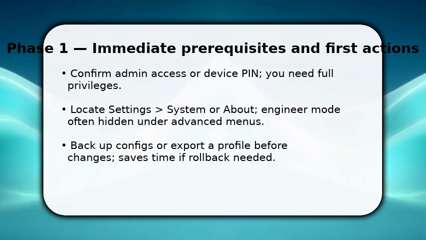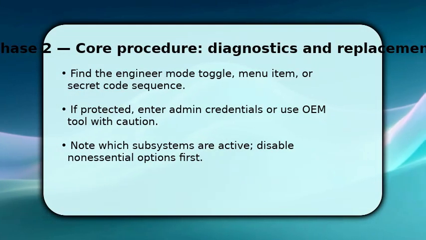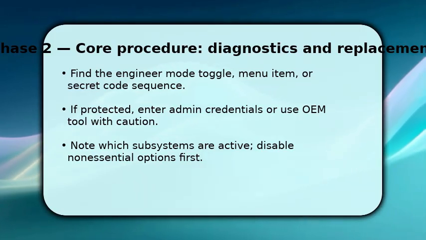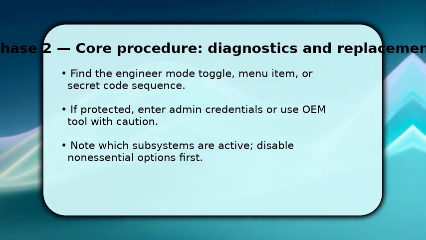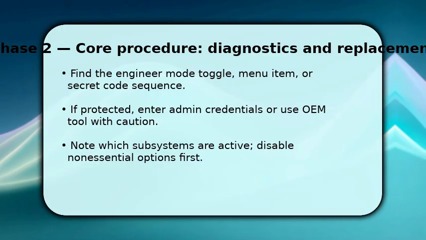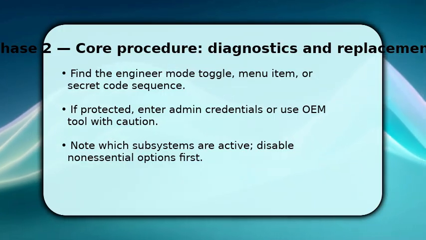You now locate the engineer mode entry. That might be a toggle, hidden menu item, or secret code sequence. Enter admin credentials or authenticate through the OEM maintenance tool when prompted, because these protections prevent accidental changes.